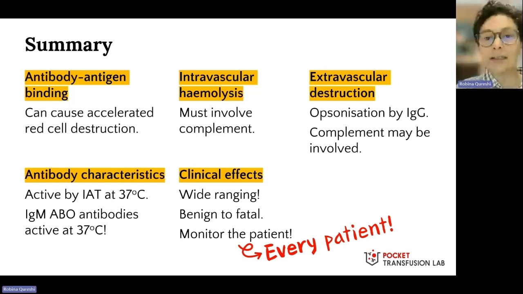The antibody characteristics, so there's a whole other talk we could do on antibody characteristics. We just don't have time to go into that. But the main things are they're active by IAT at 37, and we must never forget that IgM ABO antibodies are also active at 37, and they will go to town on the complement cascade. Okay, and the clinical effects, well, they're incredibly wide-ranging. Some people can be given the wrong ABO group and they won't react at all, but we go with they're going to have the worst reaction so that we don't get terrible things going on.